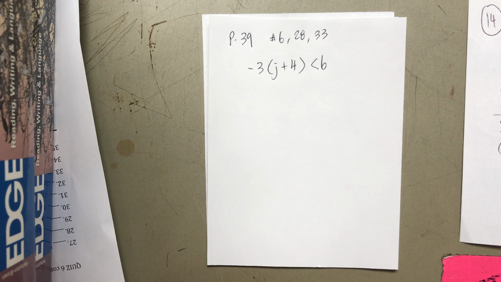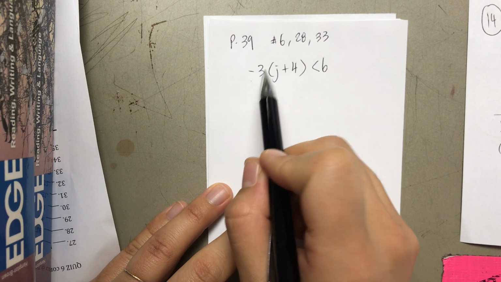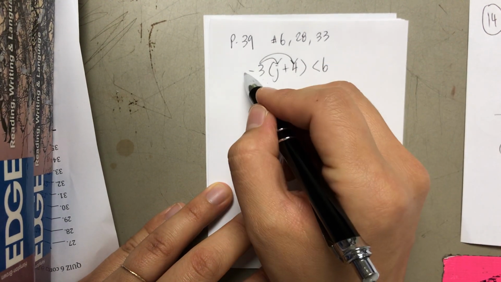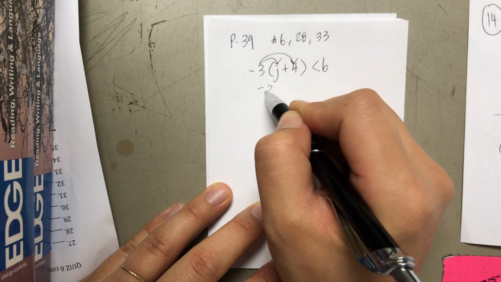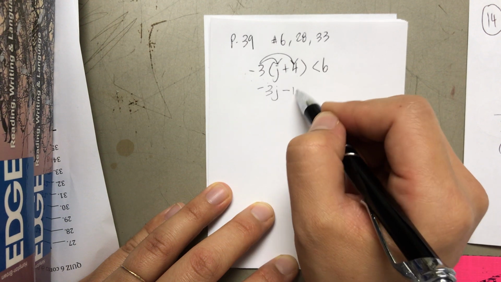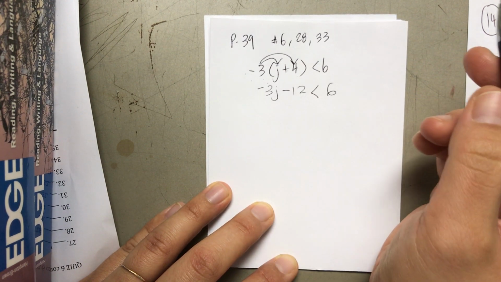Okay, in this question for page 39, number 6, they give you -3 times the quantity j plus 4. So what you got to do is distribute into that. So negative times the positive is going to be -3j. Negative times the positive is going to be -3 times 4, which is -12. And then you got your regular 6.